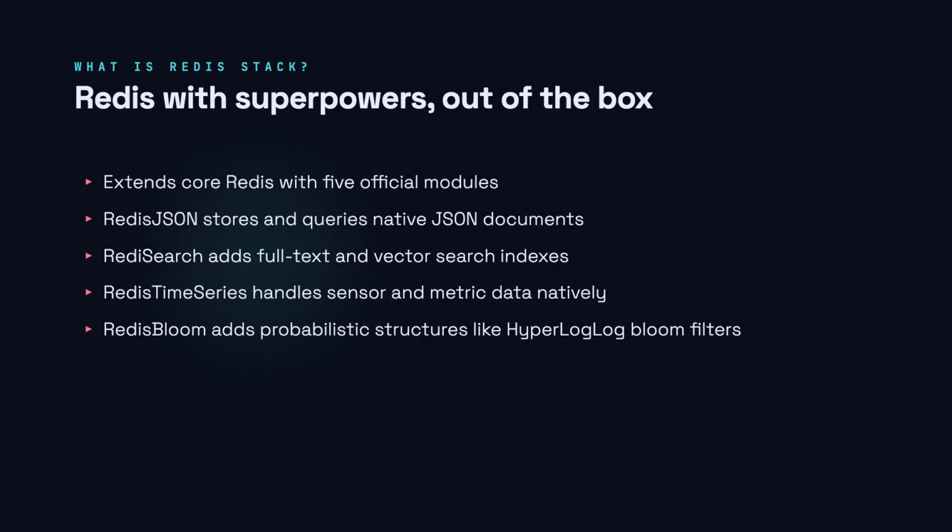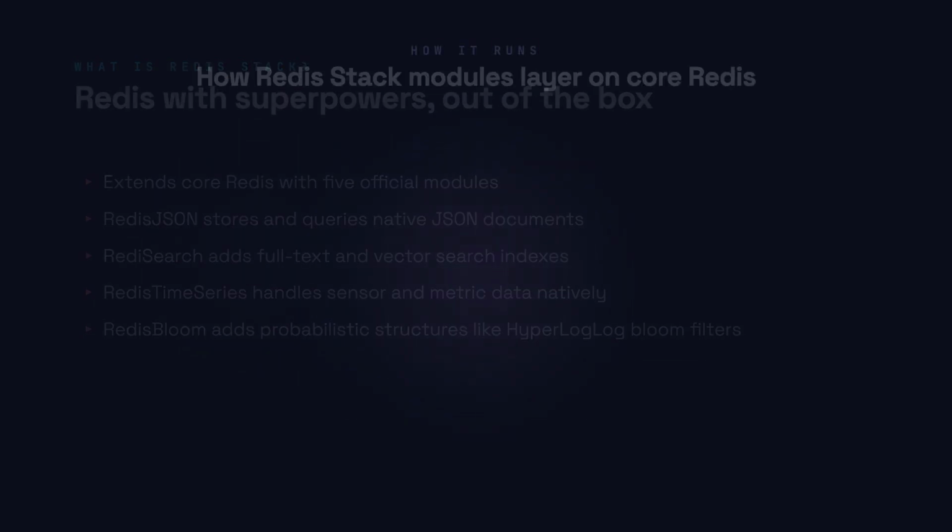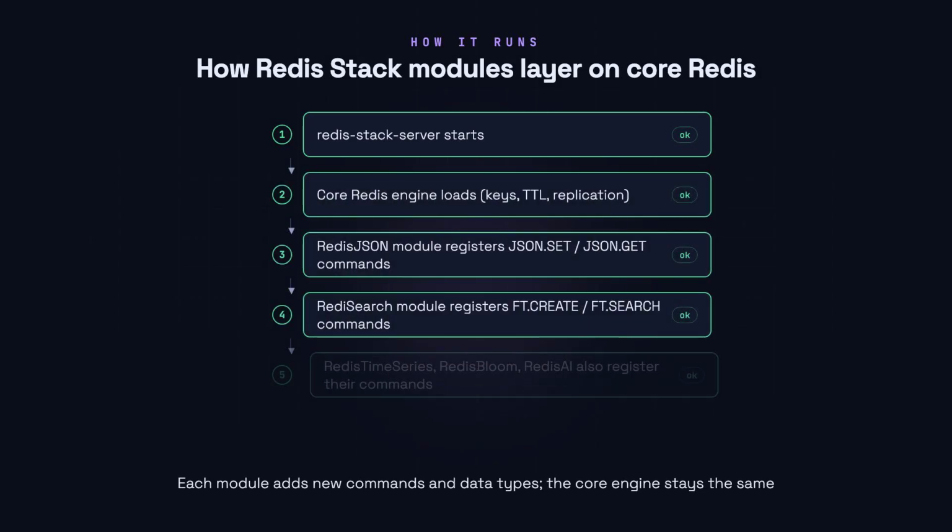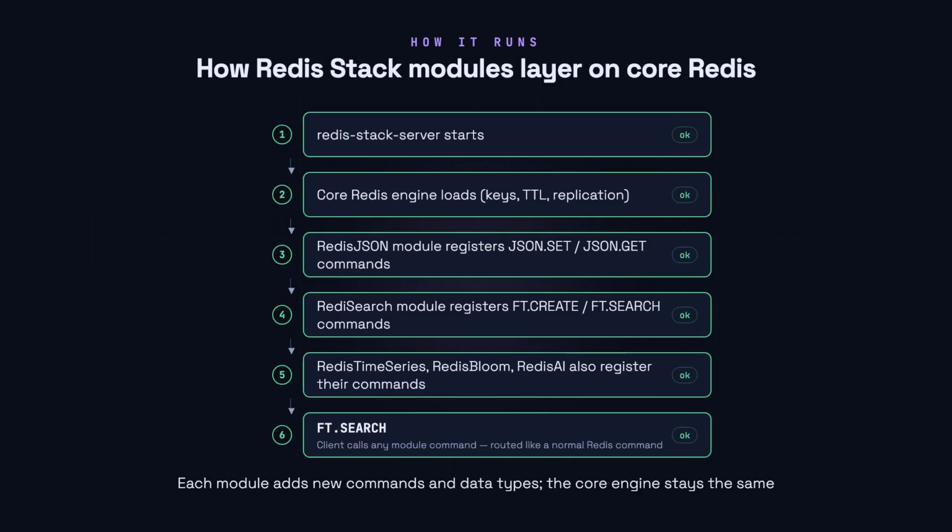Instead of storing everything as strings and doing logic in your app, you get native data types and query engines right inside the database. When you start redis-stack-server, the core Redis engine boots first, then each module registers its own commands. From the client side, every module command looks and feels exactly like a normal Redis command.